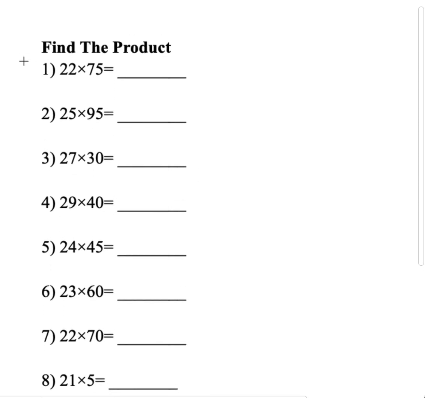Going on to the next page, let's look at number 1. So it's saying 22 times 75, sorry, my bad. So 2 times 5 is 10. So we're going to add the 1 here. 2 times 5 is 10 again, plus the 1. So that's 11. Now we're going on to the next unit here.